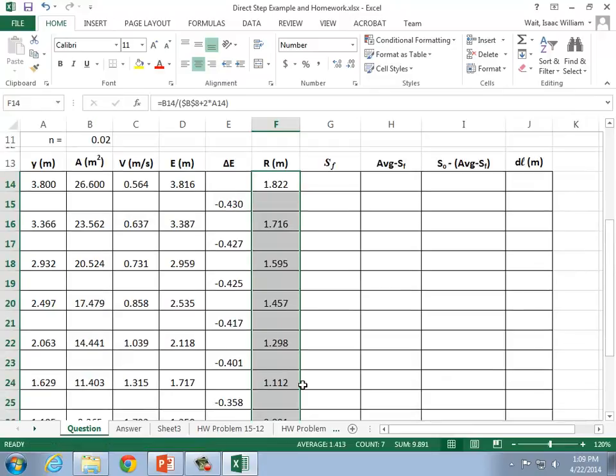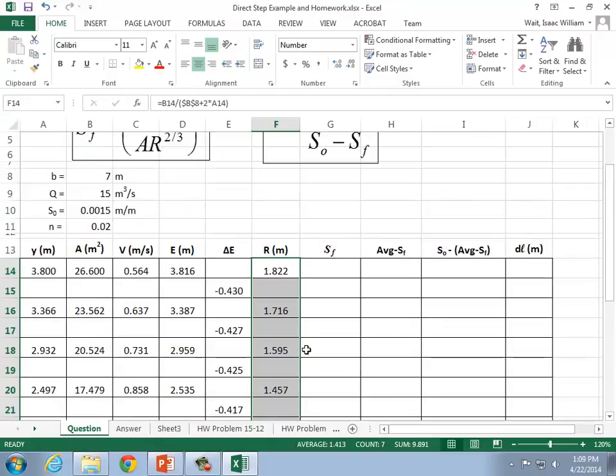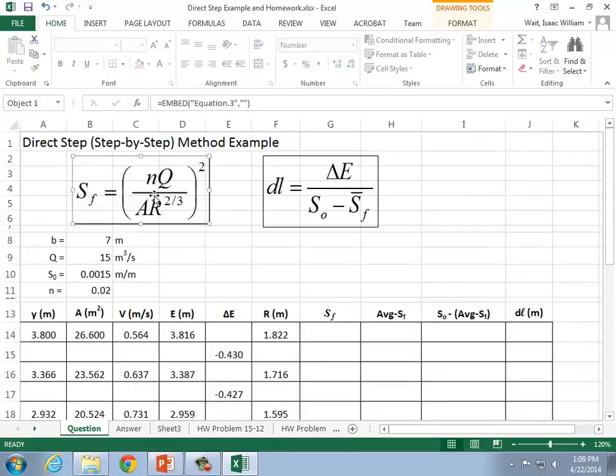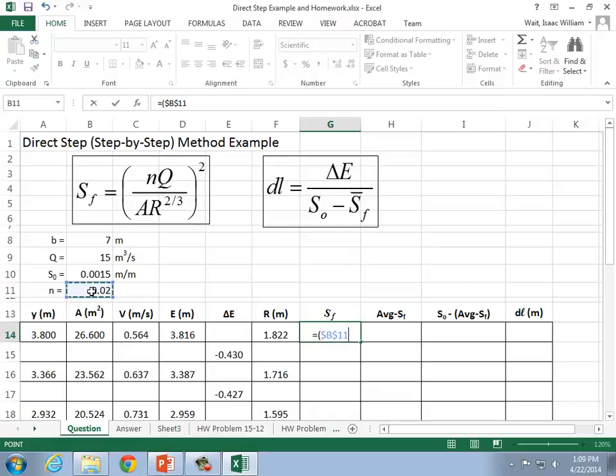That's nice. Okay. Now the slope of the energy grade line, we're going to be using Manning's equation. So we have to type Manning's equation in here. It'll be the n value, anchor that reference, times the flow rate, also fixed, divided by the area, divided by the hydraulic radius. Now, I've got my cells centered, so you can see how the equation is bleeding over into the cell that I actually want to click into. So I'm going to have to actually type F14 like a barbarian to the 2/3 power.